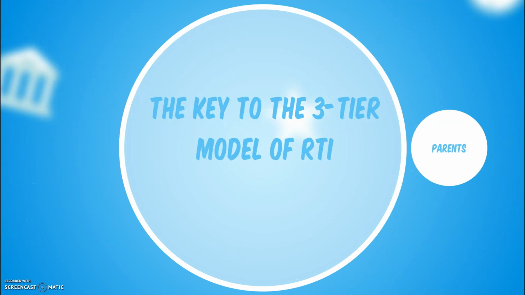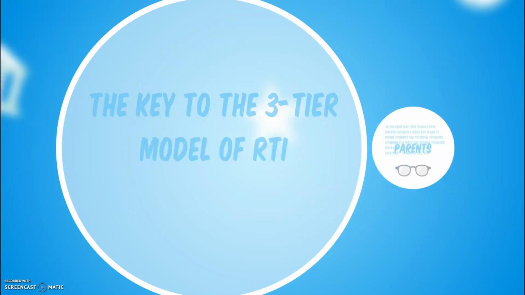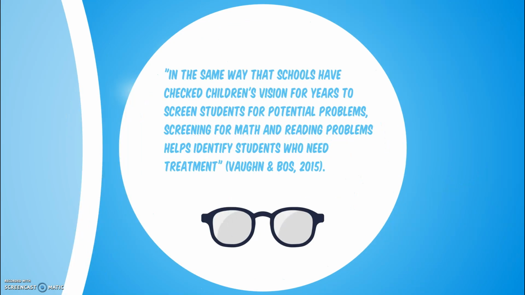The key to the 3-tier model of RTI is to provide effective instruction early to ensure that students are provided with the resources and the support that they need to become proficient learners. Parents, a good way to think about RTI is through the connection of sight. In the same way that schools have checked children's vision for years to screen students for potential problems, screening for math and reading problems helps identify students who need treatment. This was by Vaughn and Bos, 2015.